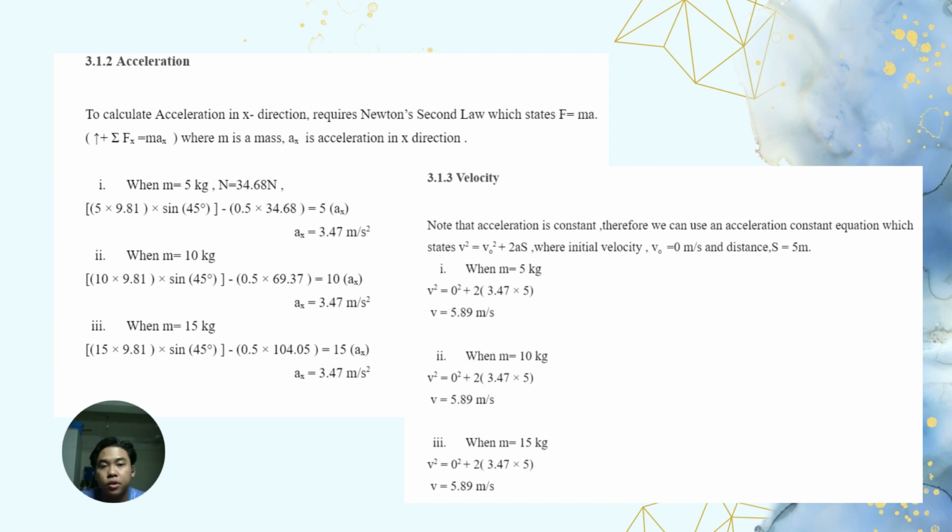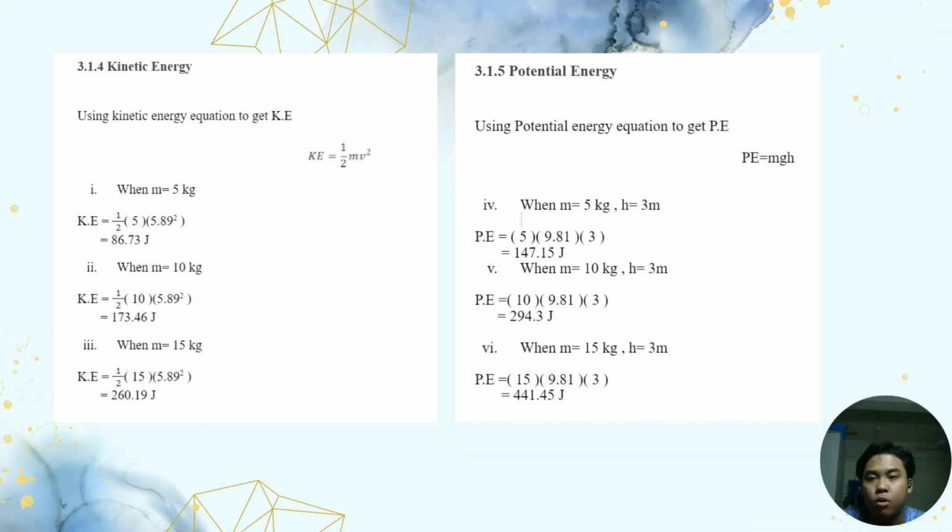This will compute as acceleration constants. And for velocity, we know that the acceleration is constant. Then we're gonna use the equation v squared is equal to v naught squared plus 2as, where the initial velocity is equal to 0 and the distance is 5 meters. So when we apply the equation, we get v for 5 kilo is 5.89, and we can see the result is the same because the acceleration is constant, and we know now the velocity is also constant.